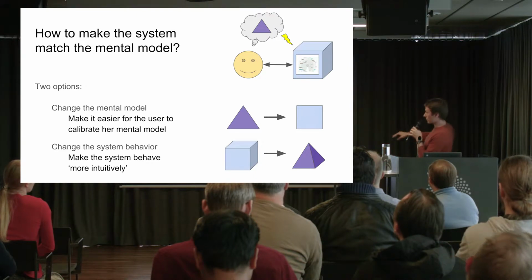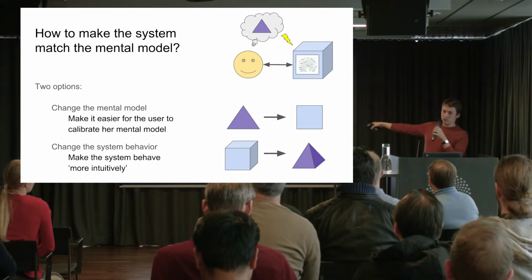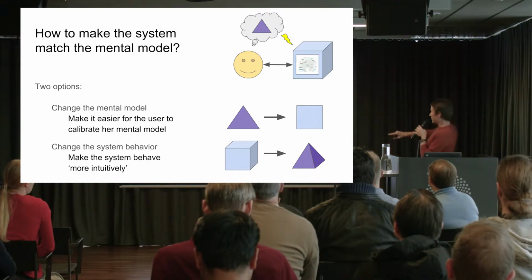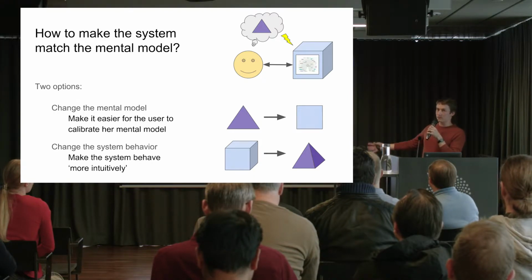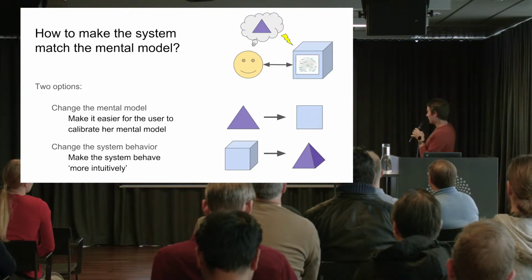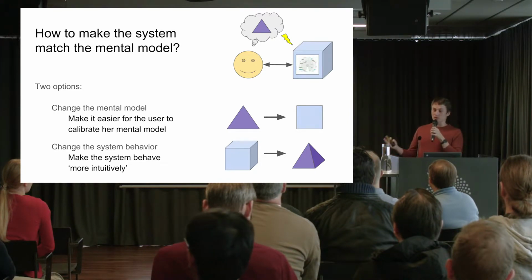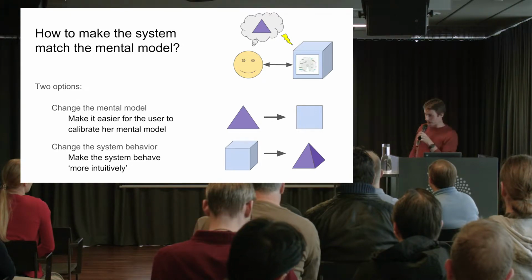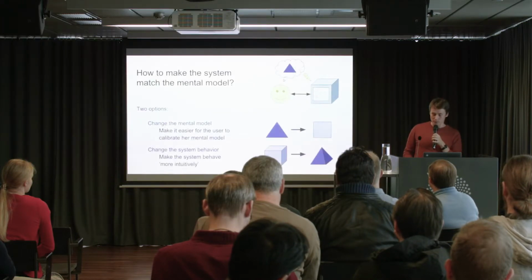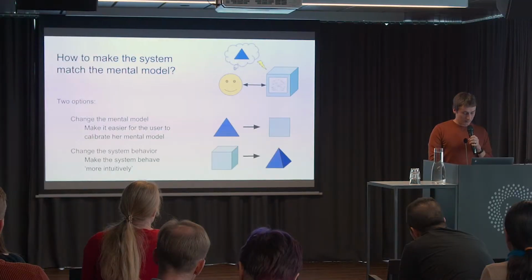So how can we solve this? Essentially you have 2 options. The first one is you change the mental model of the user so that the user has a better representation of what the system does, how it behaves. The alternative is that you change the behavior of the system so that it better matches the mental model of the user. And I guess these are maybe the only 2 ways to go about this. Okay, so how could we actually implement this in practice?